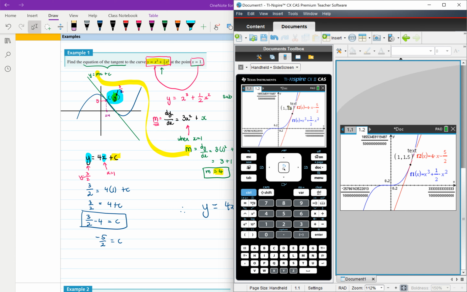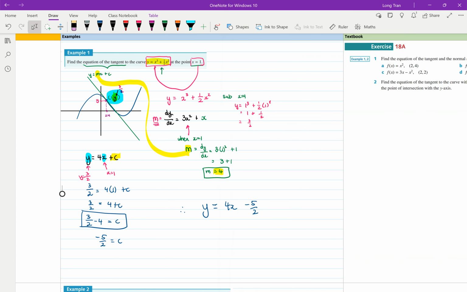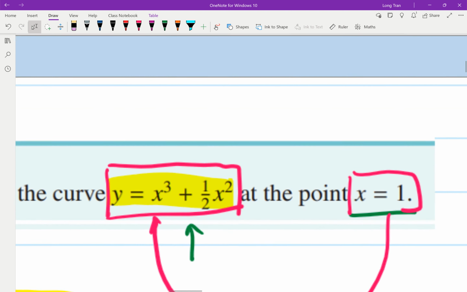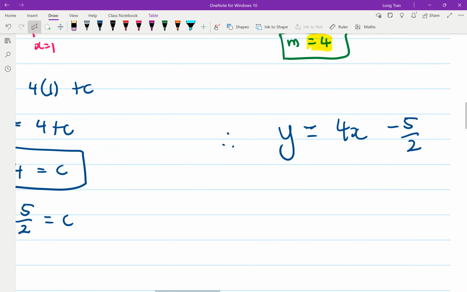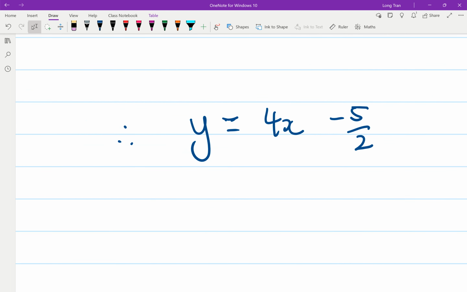Okay? But let's say you didn't want to do all of this step here by hand, can you do that all in one go? Yeah, you can. All you need is x equals 1, and you only need the function, and it will spit out this answer for you. Okay, so how do you do that?